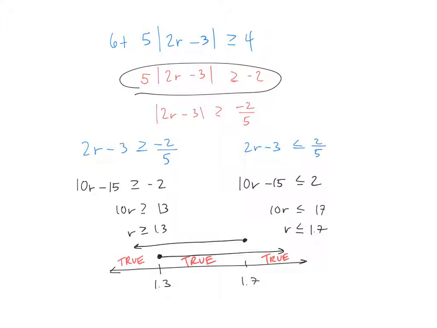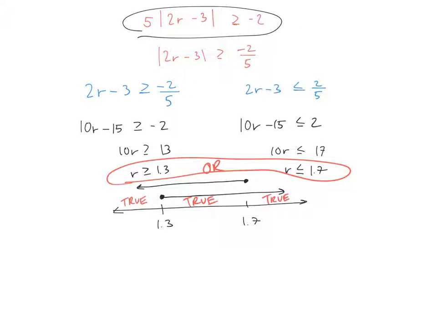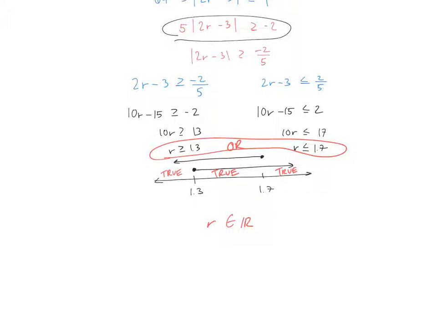answer. Based on this result, we can clearly see that all these regions provide true answers, which means that this was an OR statement: R is greater than or equal to 1.3, or R is less than or equal to 1.7. So there's my answer in solution set form, but I would probably write R is all real numbers, R is in the set of all real numbers. You can also write negative infinity to infinity if it's given in interval notation. You can just write all real numbers.